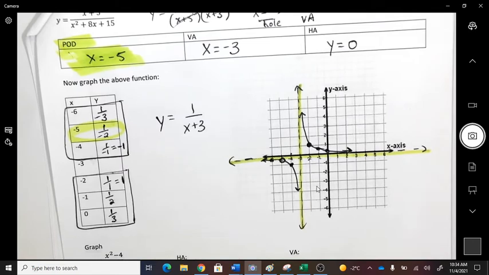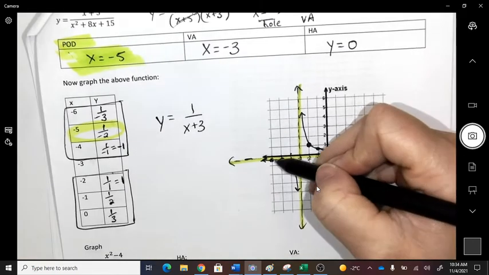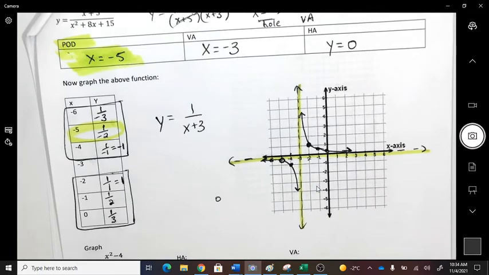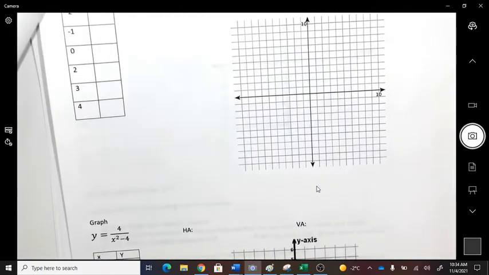So you just draw it like a circle then? Just an open circle like that. Yeah, that means it's a hole in your graph.